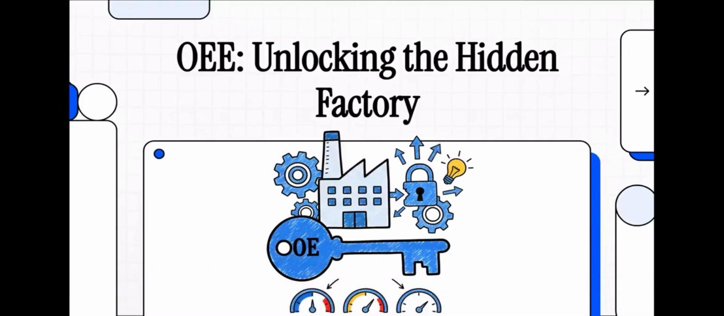We're going on a bit of a treasure hunt for what's called the hidden factory. That's all the untapped potential that's hiding right in plain sight on a manufacturing floor. And our map for this hunt is a really powerful metric called Overall Equipment Effectiveness, or OEE. Let's see how it works.